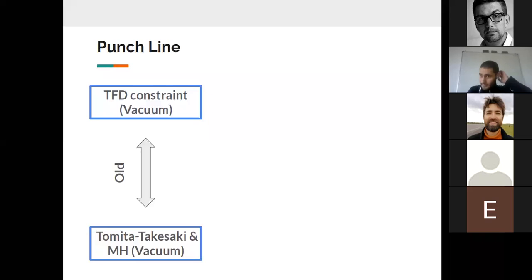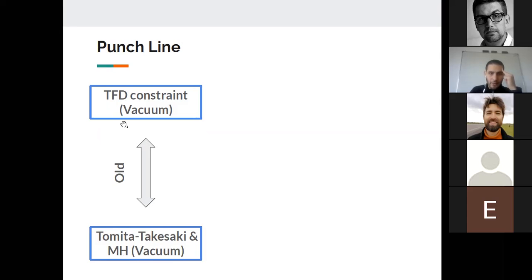So if you only have 10 minutes to listen, let me give you a punchline of, at least from my perspective, this work. There is this, I wrote there old, but maybe it's not old, maybe well known at least in the literature, that there is a map between something that I will call the TFD constraint, let's say a TFD purification of a system in the CFT vacuum, and the Tomita-Takesaki formalism and the modular Hamiltonian. Also, for example, let's say a quantum field theory vacuum.